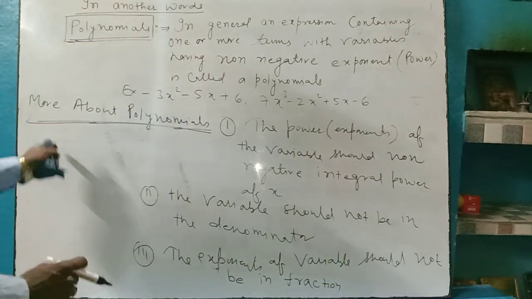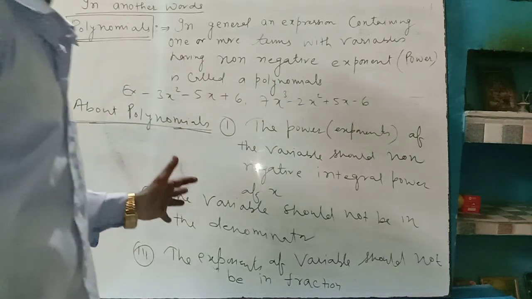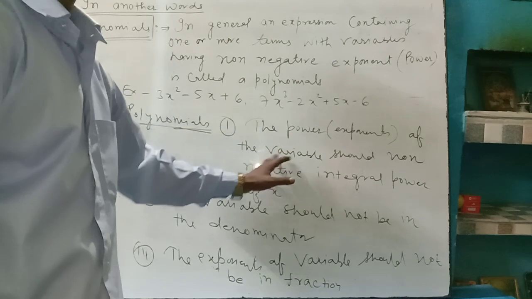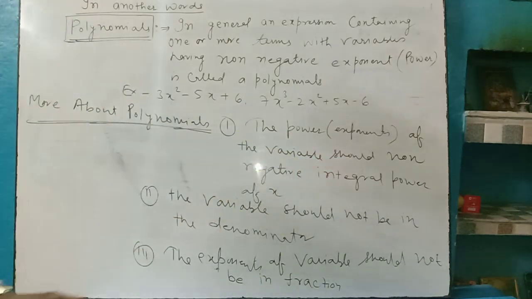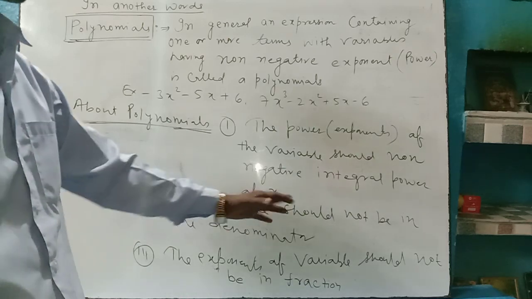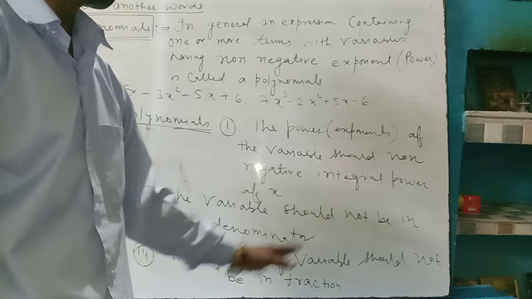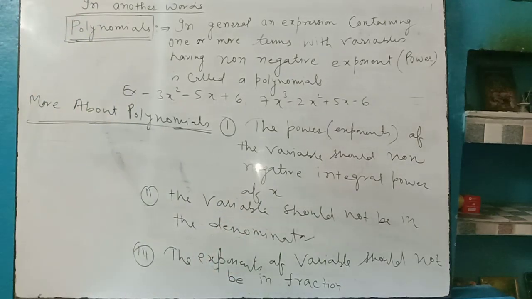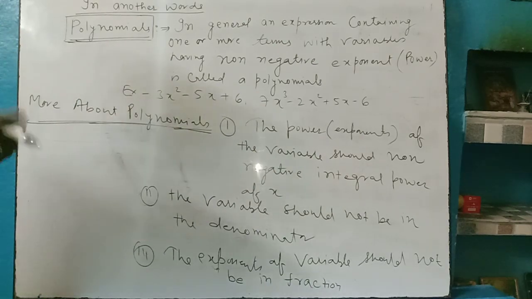So these are the main things to recognize whether it's a polynomial or not. First, the power of the variable should be a non-negative integral power of x. And second, the variable should not be in the denominator. And third, the exponents of the variable should not be in fraction. Then we can understand whether the given expression is a polynomial or not.